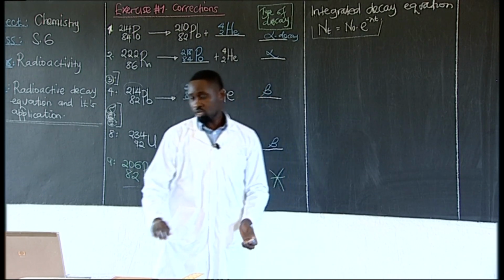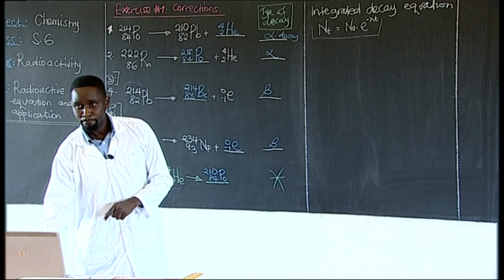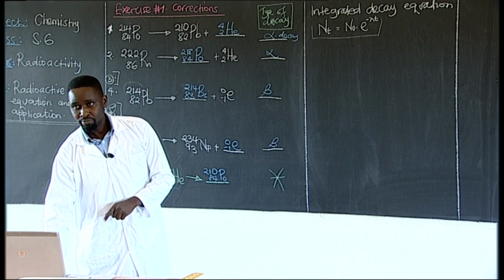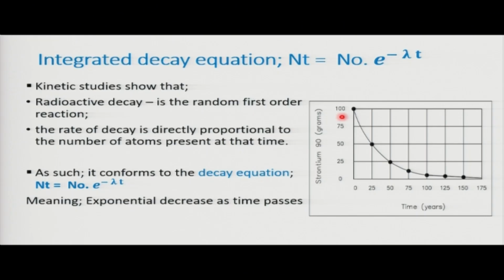And the illustration is just on our slide. If we can focus on our slide. Strontium, if it starts with 100 grams, it will always decay until it can even reach 0. But the stopping point is when it attains stability. So this exponential decrease is what this e implies, that exponential letter.